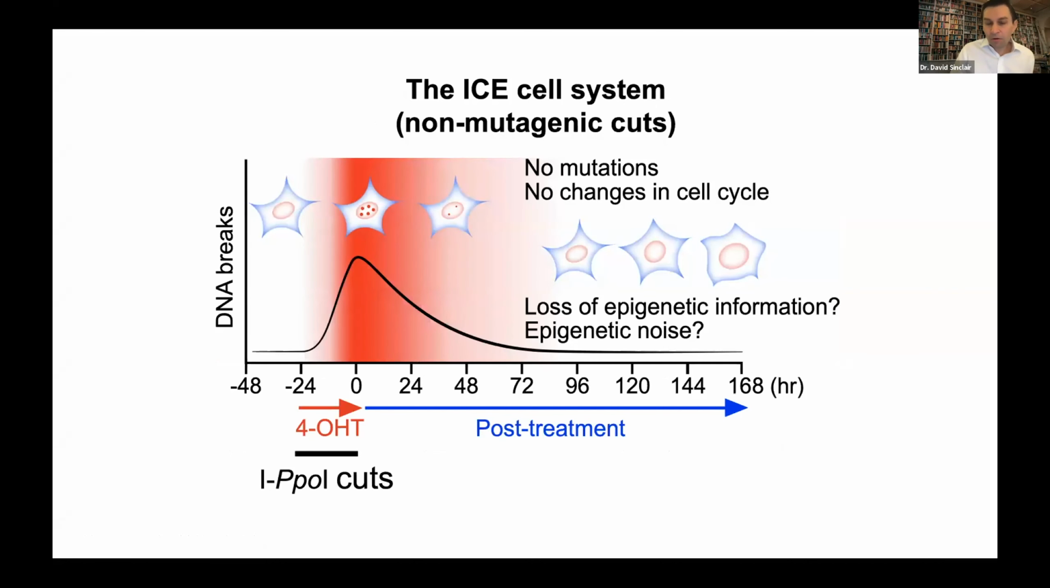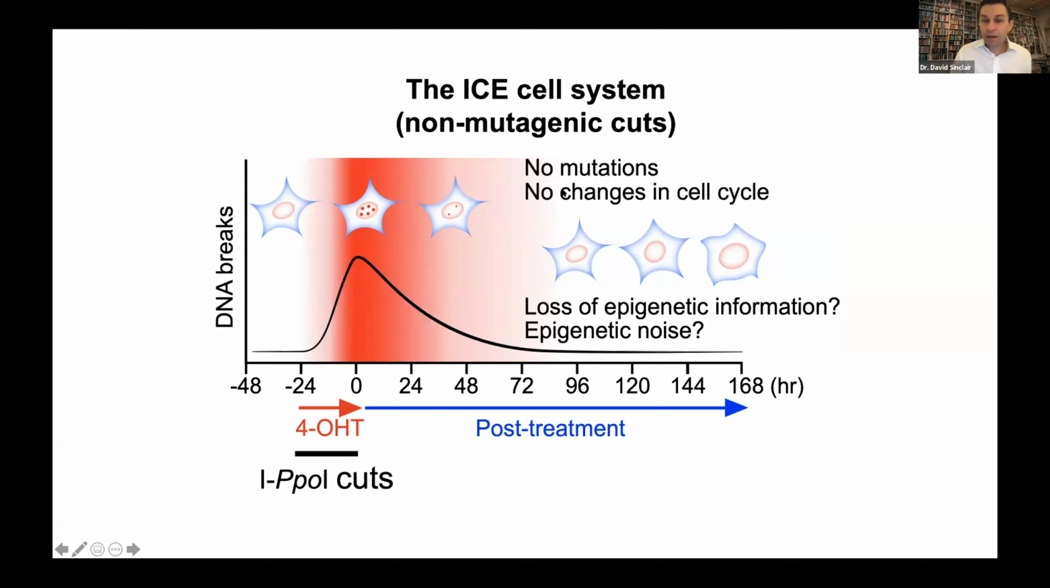We can also model this mouse in vitro, this system. These are, in this case, MEFs, embryonic fibroblasts. And what we do is we induce those DNA breaks for 24 hours, slightly above background, about 3 to 4-fold. We let the cells recover, and they grow normally.